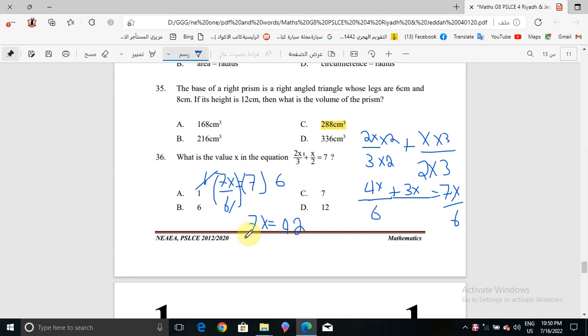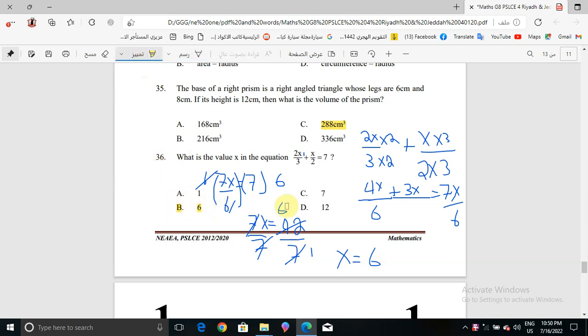Then we divide both sides by 7 to find the value of x. So that means here by 1 and here by 6. Then the final answer, x is equal to 6, which is in choice B. That means B is the correct answer for question number 36.